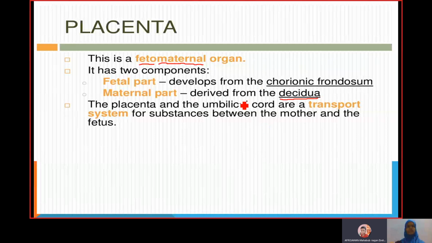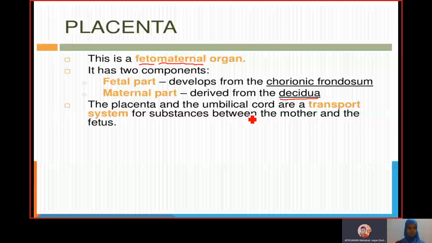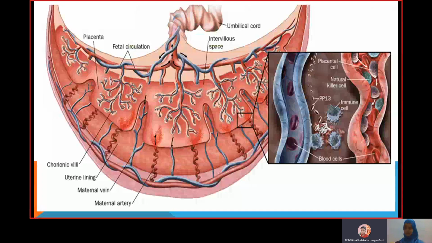The placenta and the umbilical cord are a transport system for the substances between the mother and the fetus. The placenta and umbilical cord play an important role. They act as a transport system to supply substances from the mother to the fetus. You know that. You can see this figure. In this figure, it is clearly mentioned.